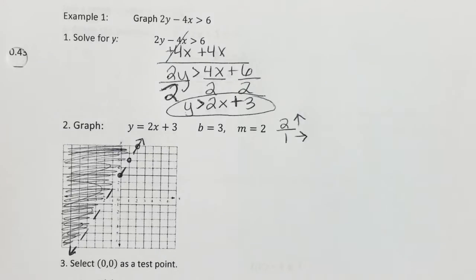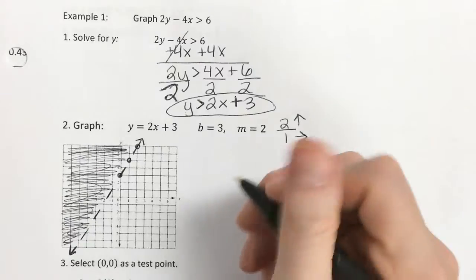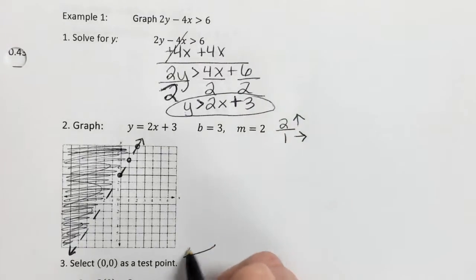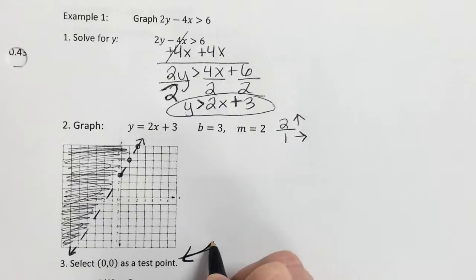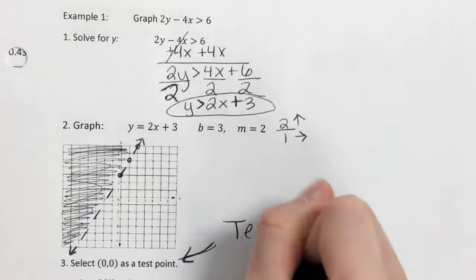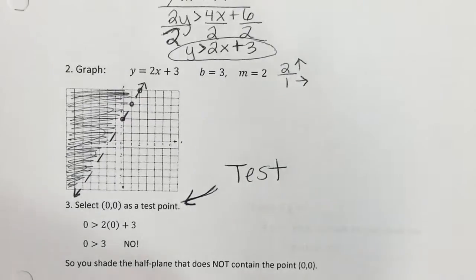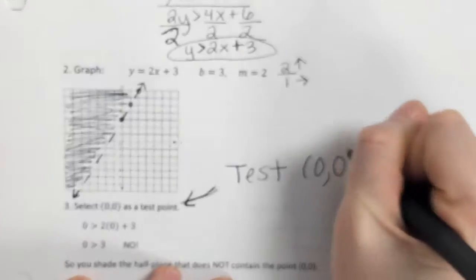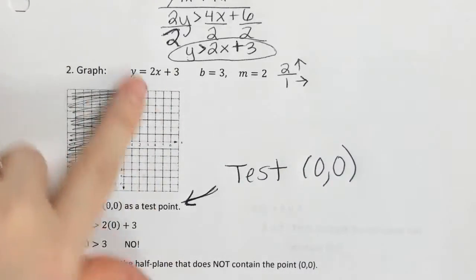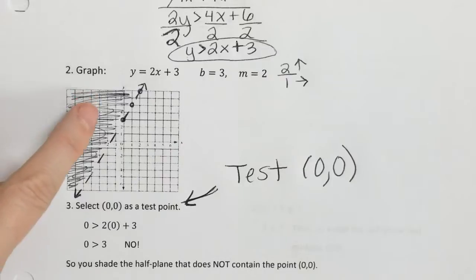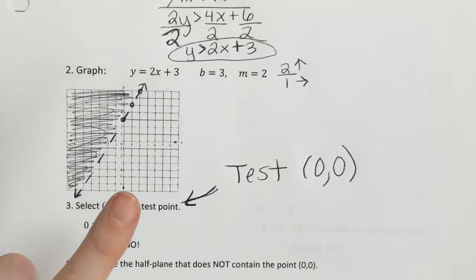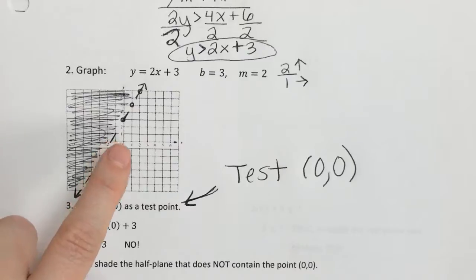A lot of people get confused when it comes to the shading part because they're not sure whether to shade above or below. If you do get confused, I have a way for you to check. You're going to use a test point. The point that I always test is 0, 0, just because it's the easiest point there is. Look at 0, 0 on your graph and ask, is it in the shaded spot or not? In this case, it's not shaded.